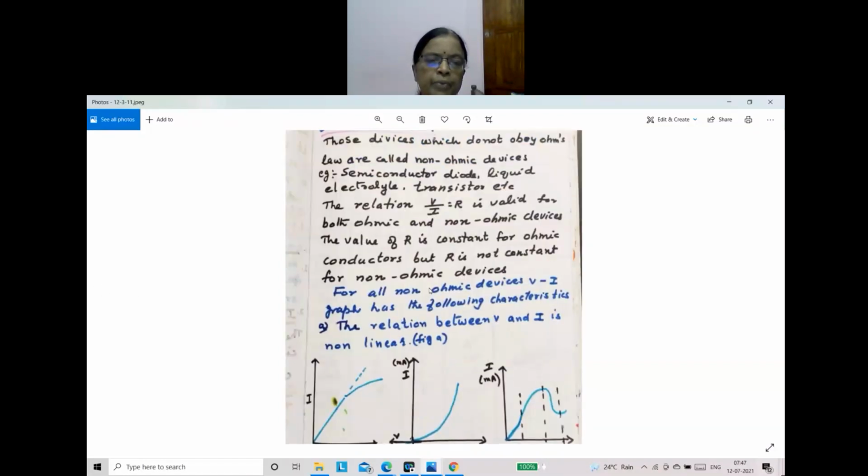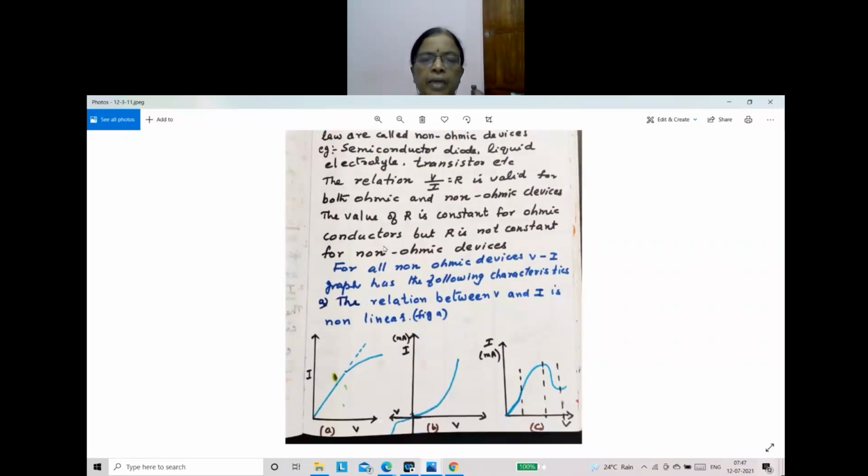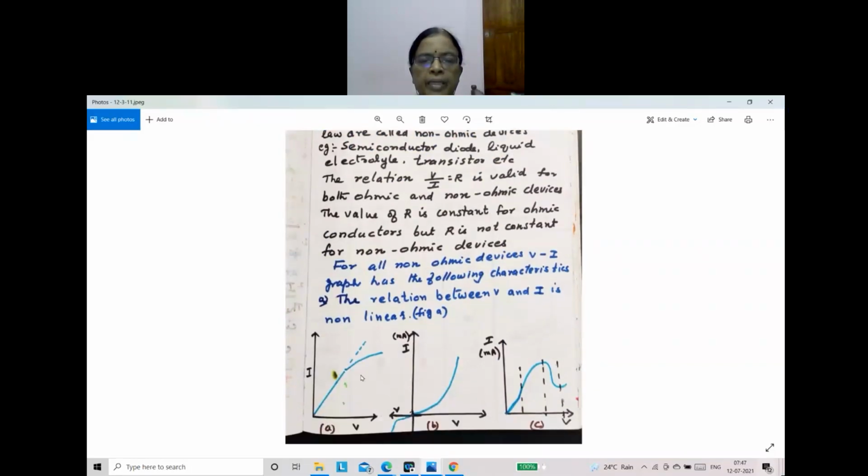The material which obeys Ohm's law, we get a straight line graph. The VI graph is a straight line, 1 by slope gives resistance. But the material which does not obey Ohm's law, we get a curved line like this. The relation between V and I is non-linear. It is not proportional to I. V is not proportional to I. Only up to this part it is proportional, then it is varying.